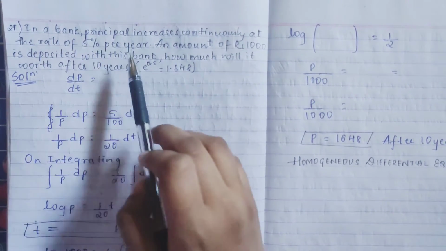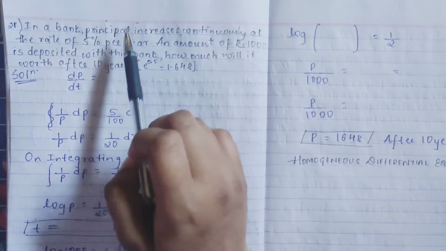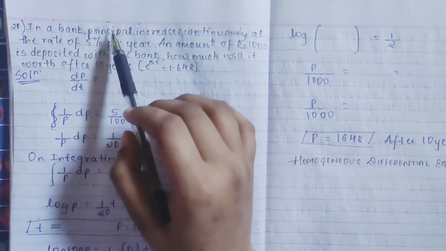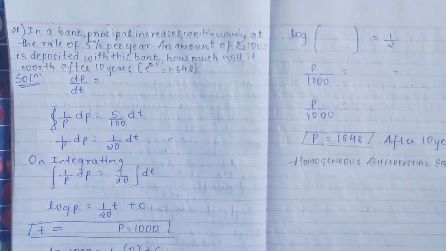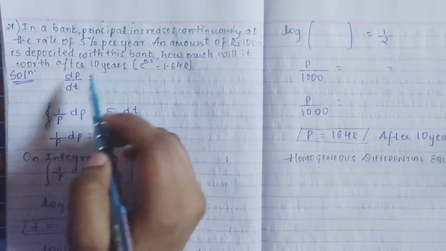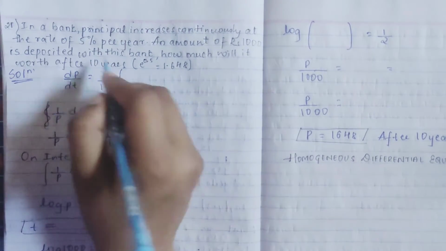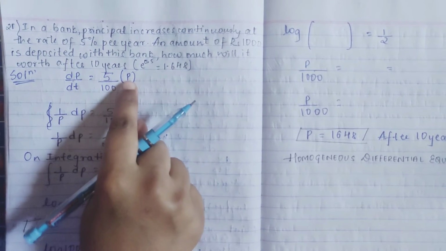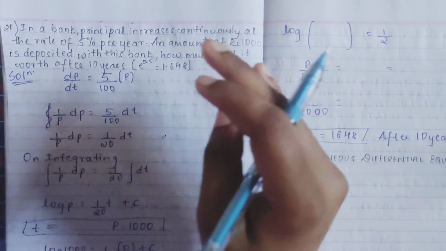Continuously at the rate of 5% per year. See what it is telling: the bank principal increases, yes, your principal increases, so it will be dP by dt, principal along with time only we have to take. dP by dt increases continuously at the rate of 5% per year. At the rate of 5% it is increasing, what, principal, so 5% means 5 by 100 of principal, so it will be P. dP by dt is equal to 5 by 100 of P. Why P? Principal increases continuously at the rate of 5% per year.